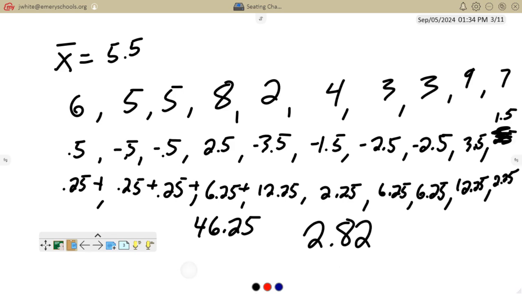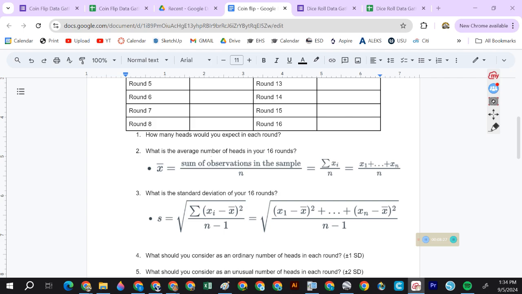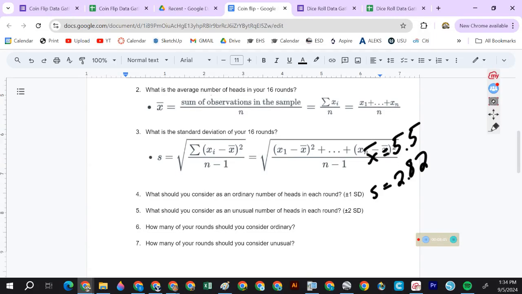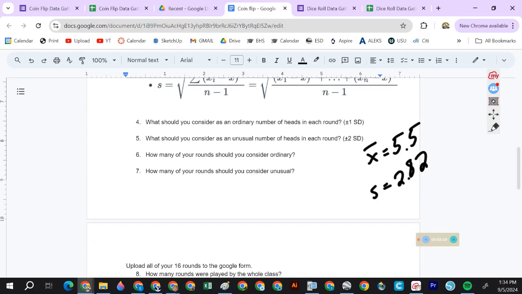So, if we go back here, I had 5.5 as my X bar, and I had 2.82 as my SD, my standard deviation for sample. Okay? So, what should I consider as an ordinary number of heads? Well, most people will be between X bar plus or minus S.